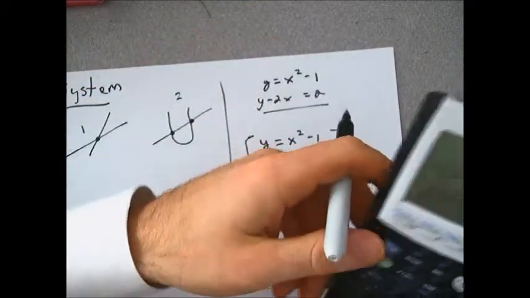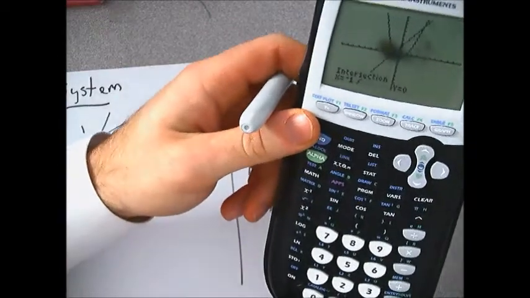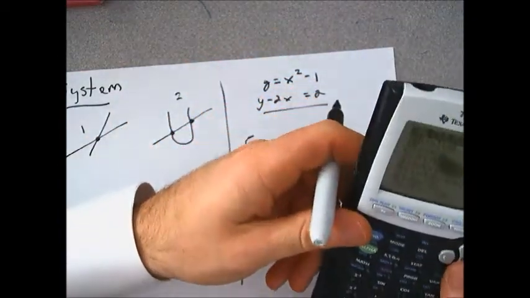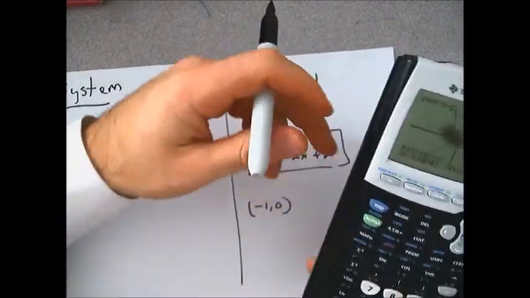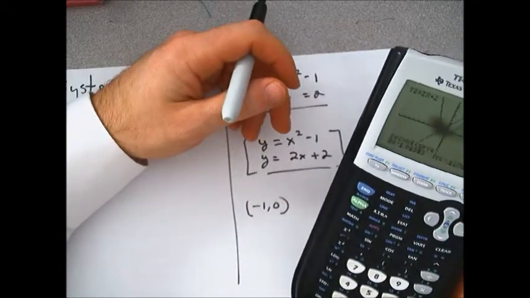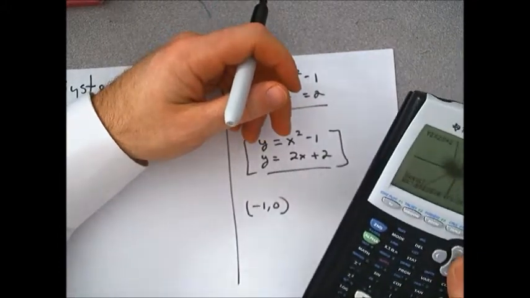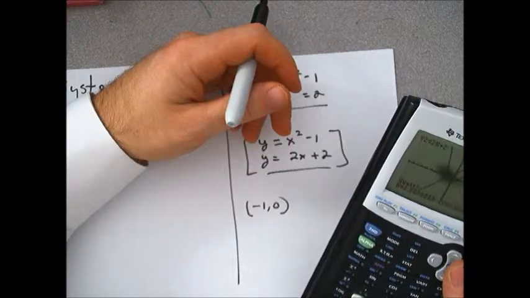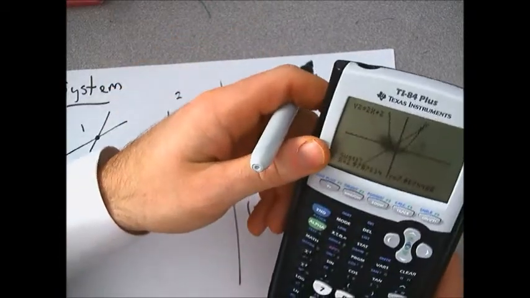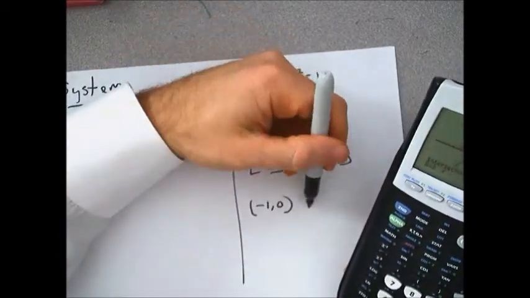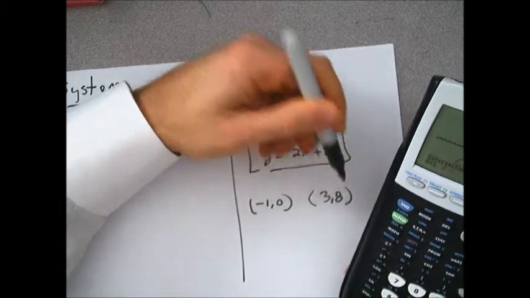If I do that process again and hit second trace, go to calculate, and go to number 5, the intersect, again hit enter for first curve, enter for second curve, and for my guess, scroll up to the top right corner and hit enter, and your other intersection point should be at 3 comma 8.